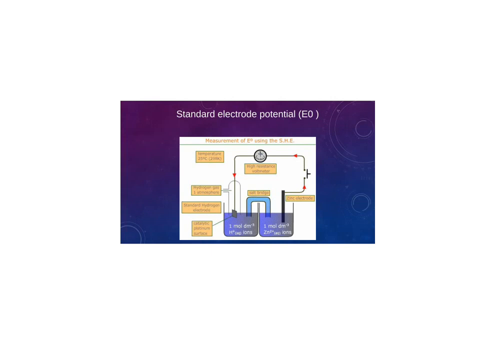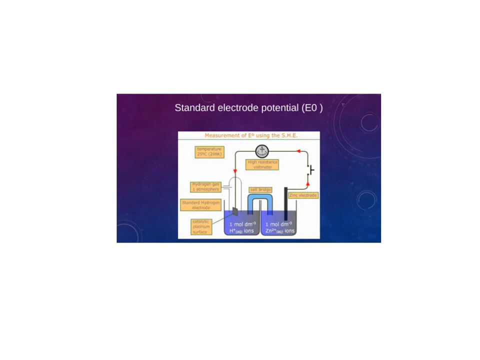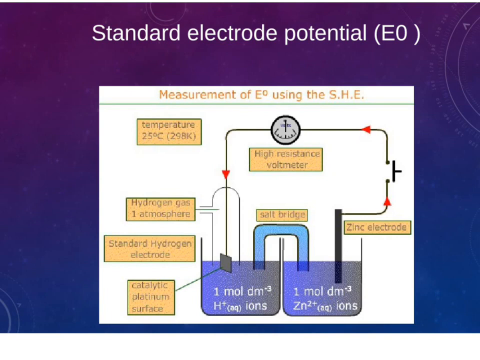As you can see here in the diagram, on the left side we have the standard hydrogen electrode, and on the right side we have the zinc electrode. Why do we call it standard electrode potential? Because we use standard conditions: temperature 25 degrees Celsius, that is 298 Kelvin, pressure of 1 atmosphere, and the solutions have concentrations of 1 mol dm^-3.